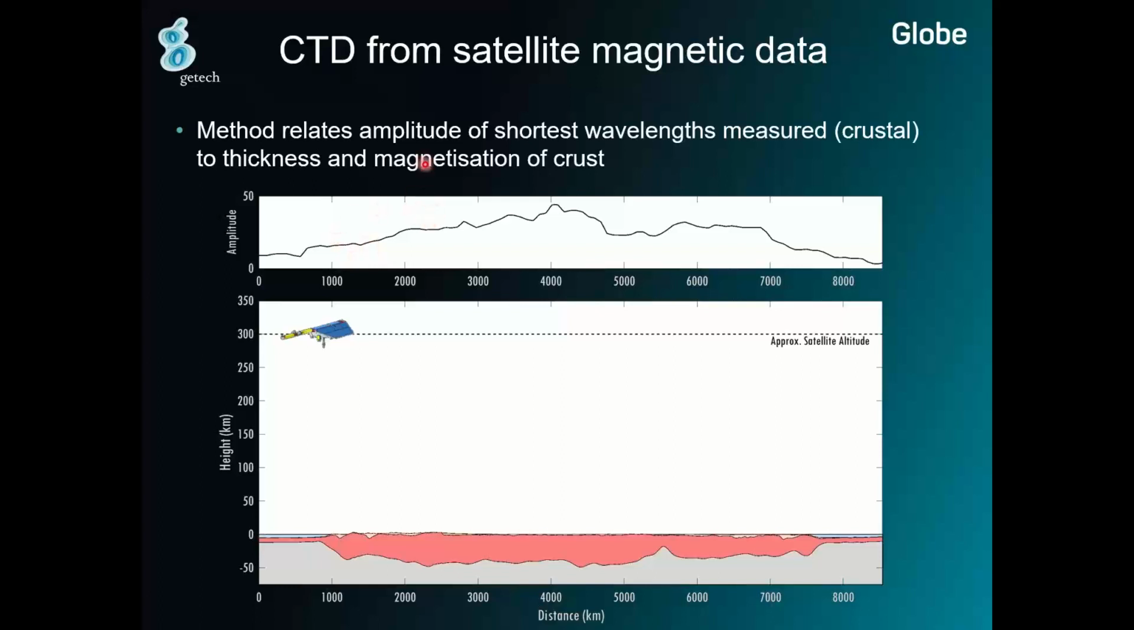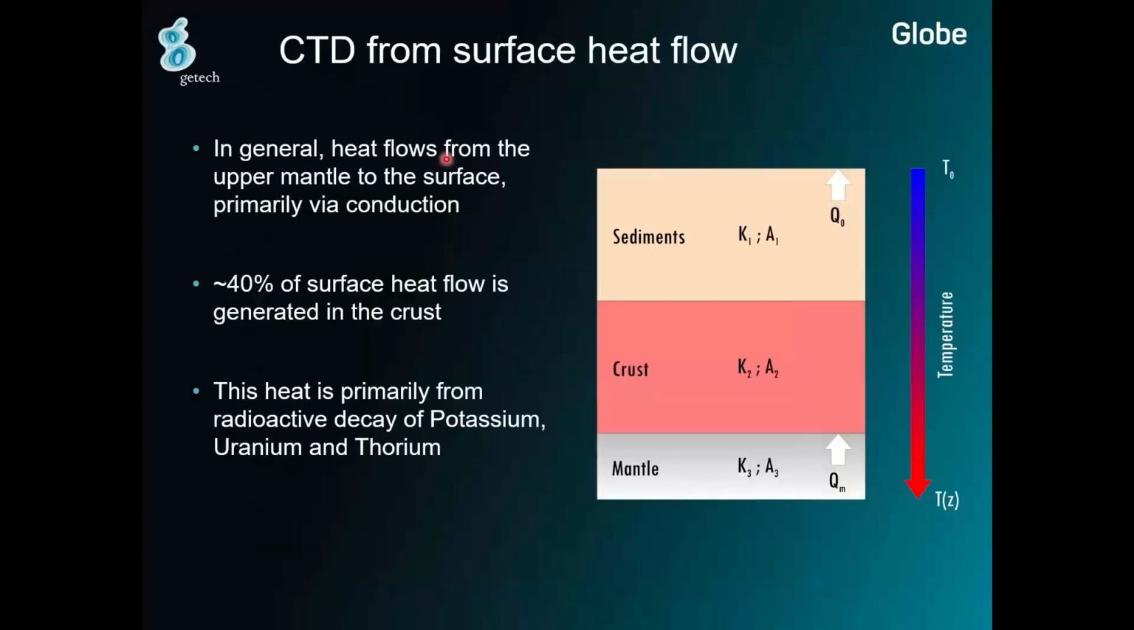What we've done more recently is actually to estimate in regional terms the magnetization within the crust based on the terrestrial data. And so we've got now a more robust version of the Curie temperature depth from satellite magnetic data. And then Curie temperature depth from surface heat flow.